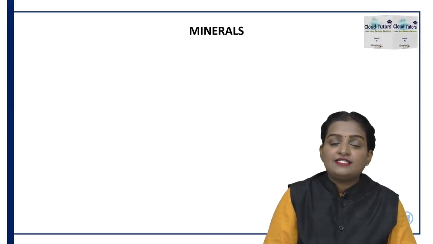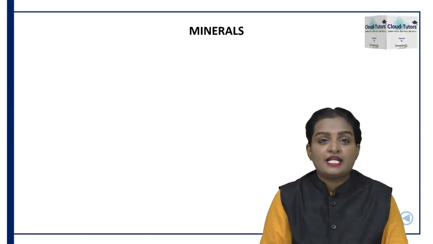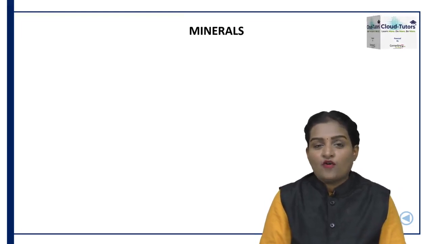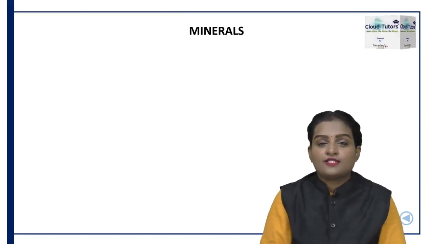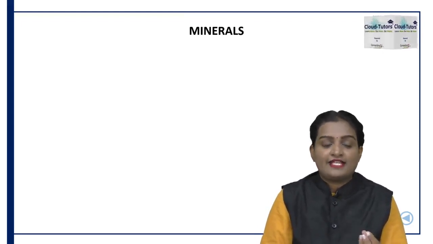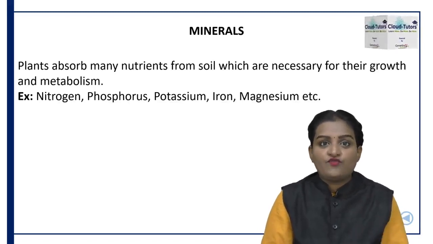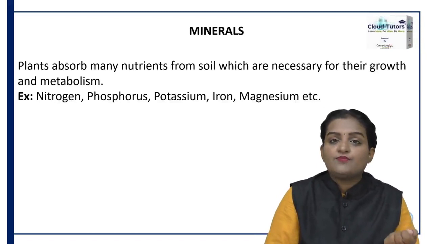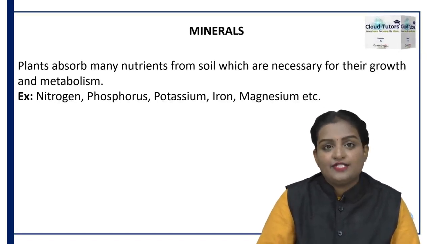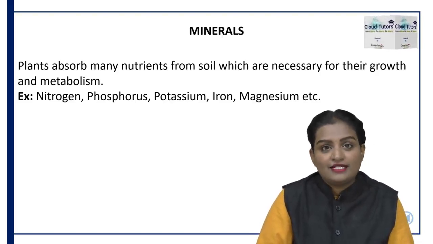Now coming to another topic that is important for the photosynthetic event, that is the mineral uptake. We know that root takes up water from the soil. Apart from water, it also takes up minerals from the soil which are necessary for the functions of certain enzymes. So main minerals that are needed are NPK, nitrogen, phosphorus and potassium. Plants absorb many nutrients from soil which are necessary for their growth and metabolism. Example, nitrogen, phosphorus, potassium, iron, magnesium.